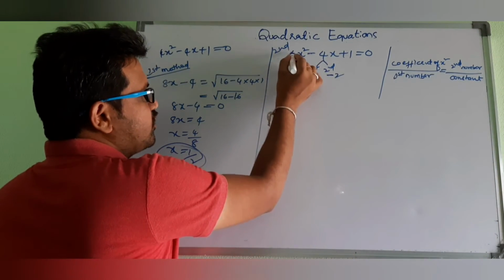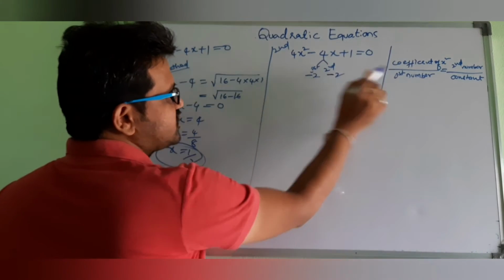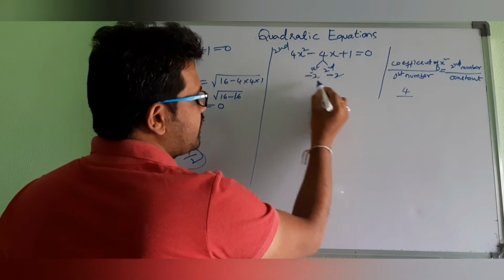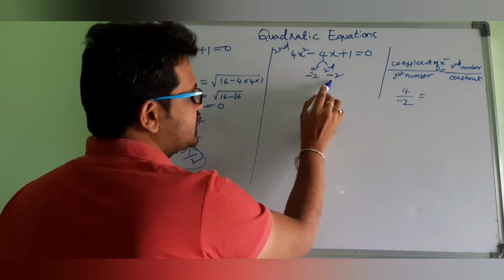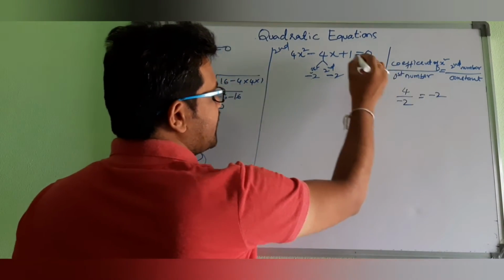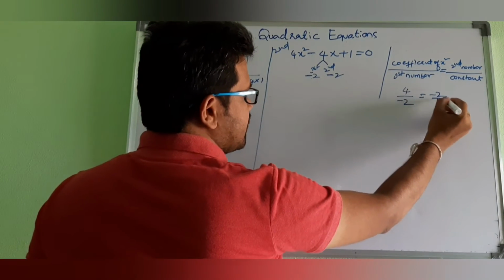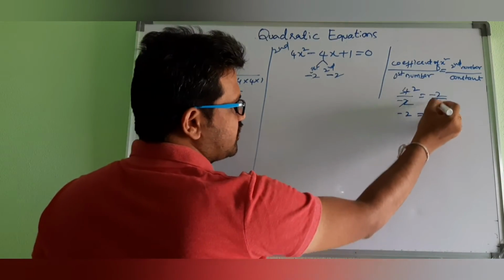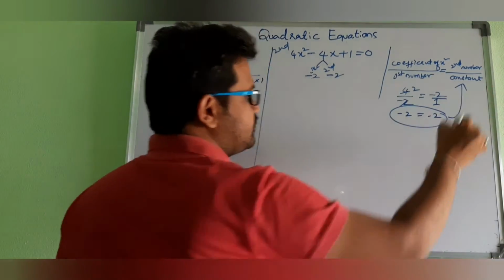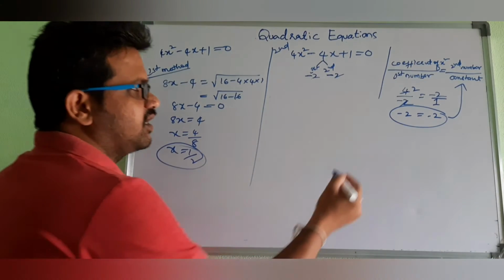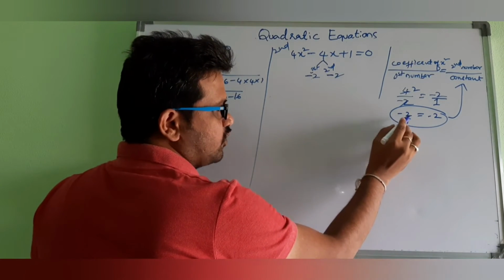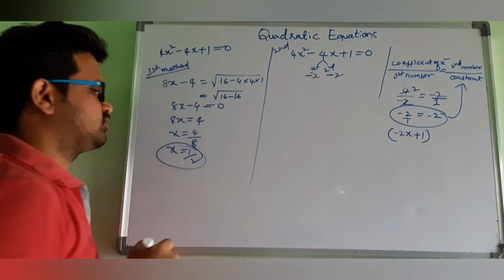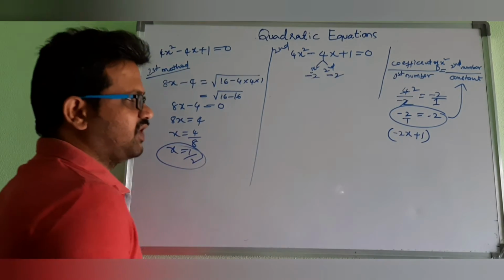So what is the ratio? 4 divided by minus 2, coefficient of x square divided by the first number. 4 divided by minus 2 is equal to the second number, minus 2 divided by 1. See here, what is the ratio? 4 by 2: 2 ones are 2, 2 twos are 4, so minus 2, and here also minus 2. We got the same. Now what is the ratio here? Minus 2 by 1. So minus 2x plus 1 is one factor.